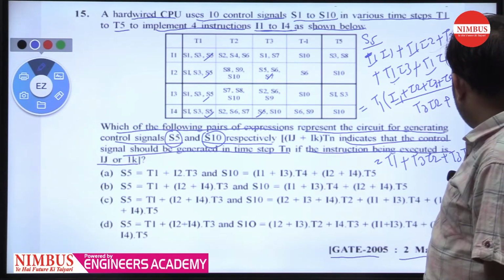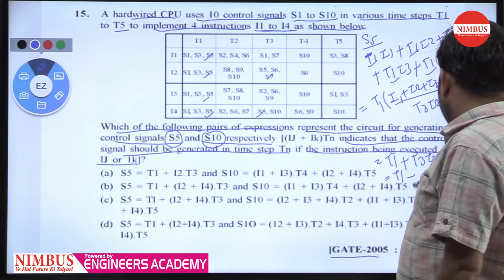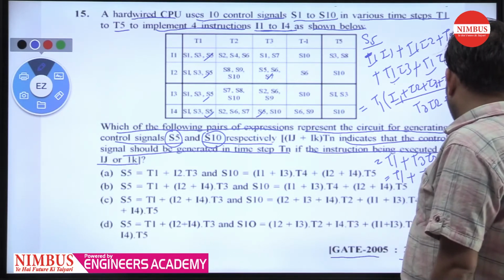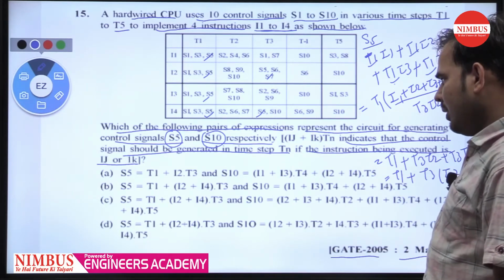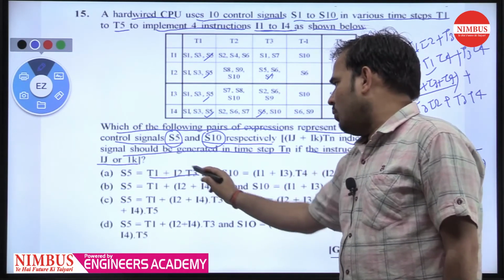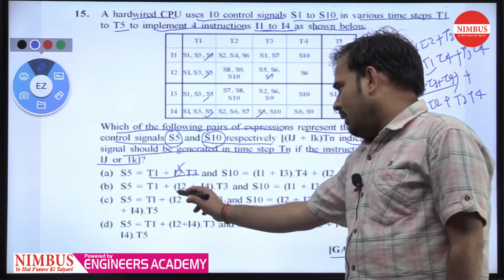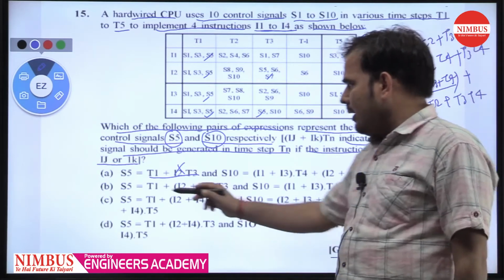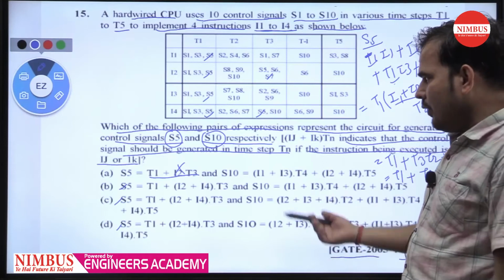We can take T1 plus, and take T3 common from here. What will remain is I2 plus I4. Now check which option matches: T1 plus (I2 plus I4) T3. Here, T1 plus I2 I3, no, we are not getting the control signal S5 in this. Here, T1 plus (I2 plus I4) T3, yes. We are getting the similar control signal for S5 in B, C and D.